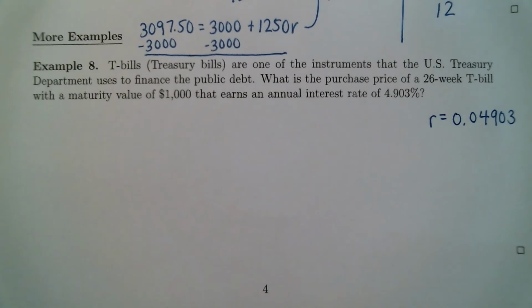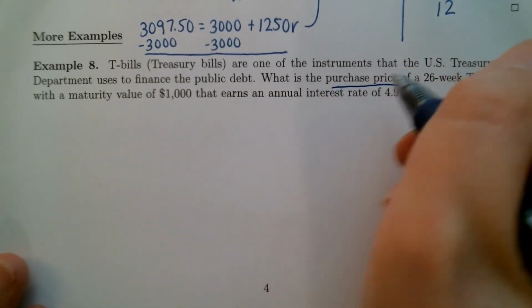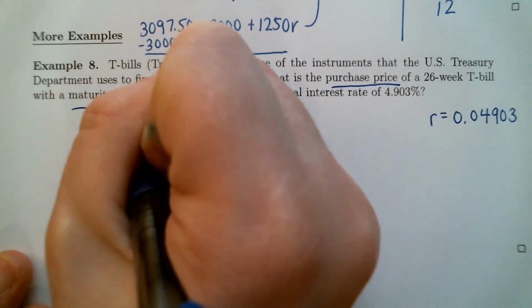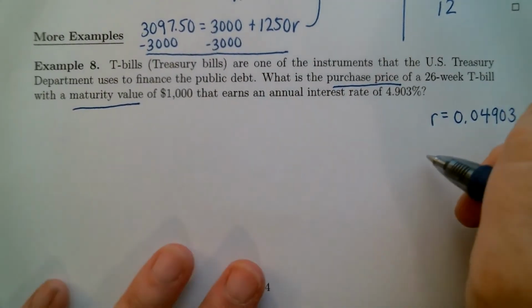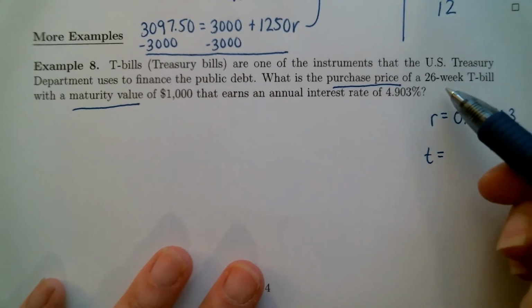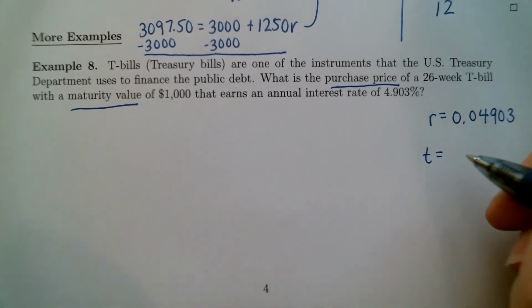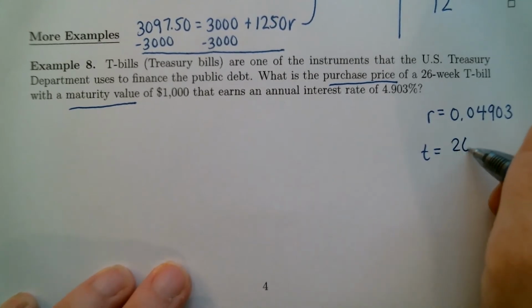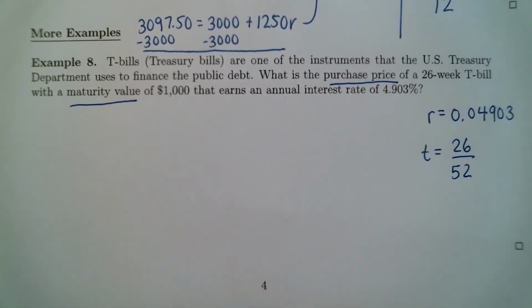What else? What are we looking for? We need to make sense of these phrases: we have purchase price and we have maturity value. Let's think about that. Time, we can go ahead and put that down. We're dealing with 26 weeks, so that needs to be converted to a yearly value. That's going to be 26 weeks out of 52 weeks in 1 year. There's your time value.